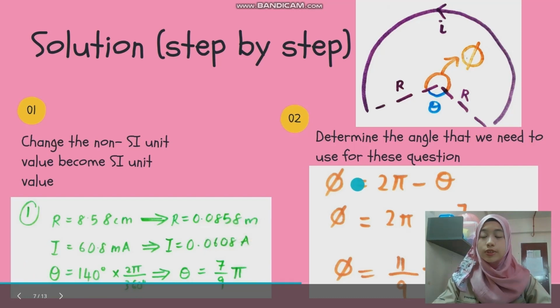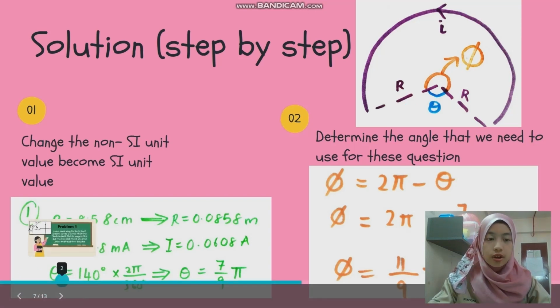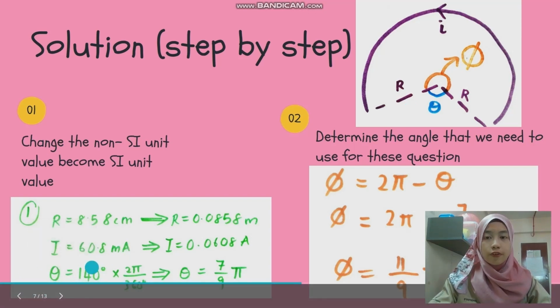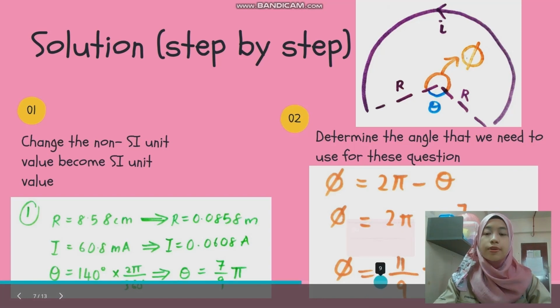After that, we need to determine the angle that we need to use for this question. As you can see here, the question only provides us the angle theta. However, it is actually phi that we want to find, because the phi angle represents the angle of the sector of the configuration. We can find it by subtracting theta from 2 pi, and then we get the answer as 11/9 pi.